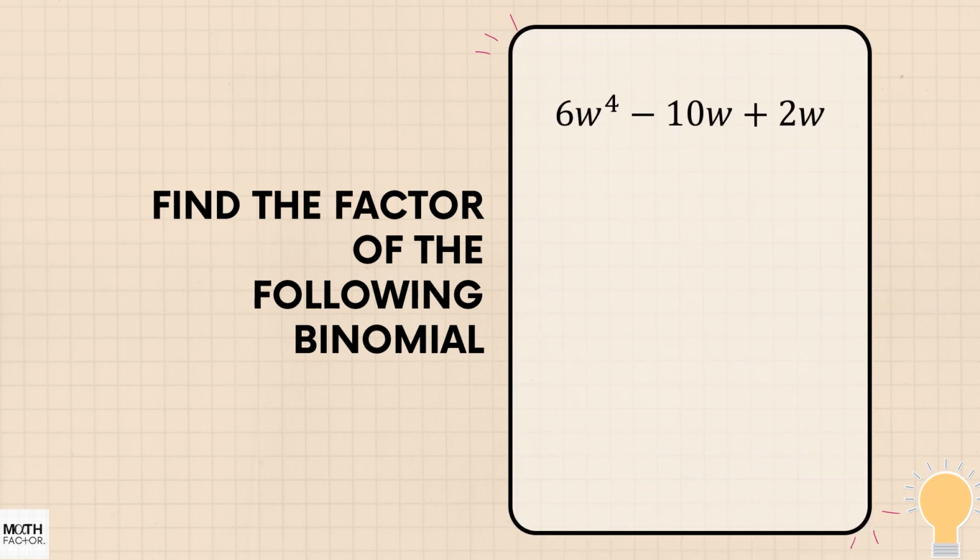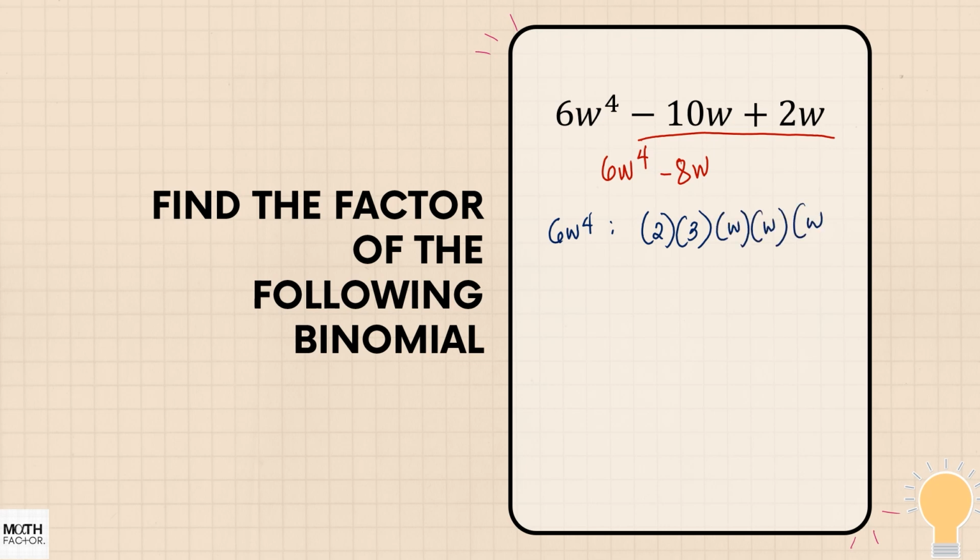For our last given, we have 6w to the 4 minus 10w plus 2w. This is also a binomial because we can combine these two terms, which gives us 6w raised to 4 minus 8w. Let's factor it. Let us begin with 6w raised to 4. The prime factors are 2 times 3, and just expand w raised to 4, so we have 4 w's. And for 8w, the prime factors are 2 times 2 times 2 times w. So what would be our GCF for this? Right, the common factors, we have 2 and w. So 2 times w is 2w.